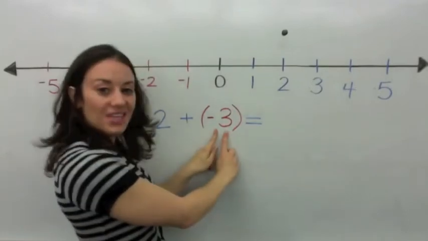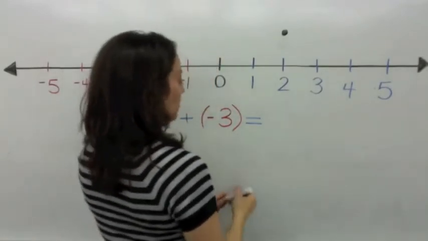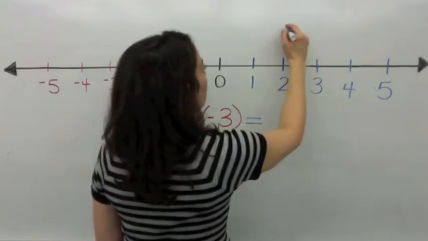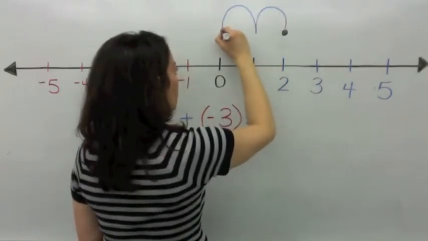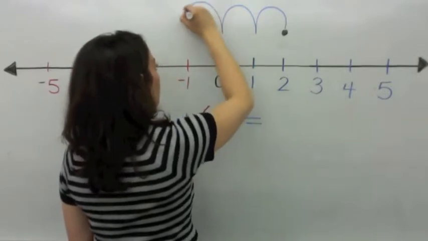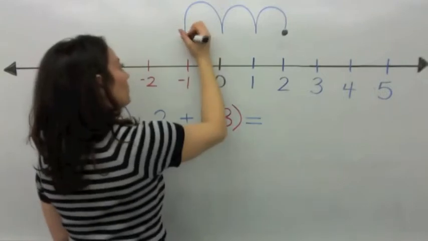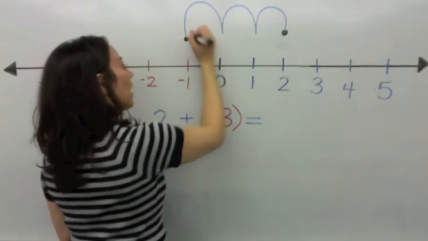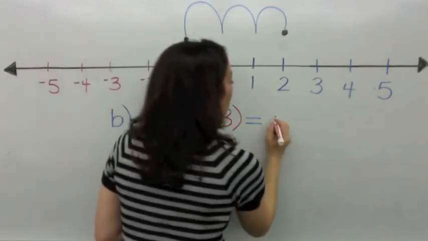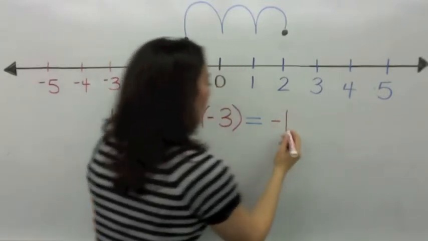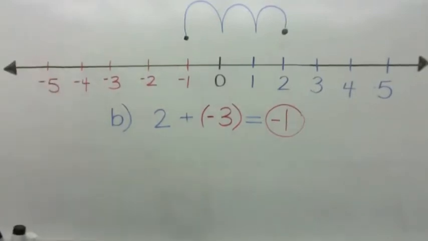So we're going to go to the left 3 jumps, 3 places. We're going to go 1, 2, 3. And what new number are we at now? We're at negative 1. Exactly. Okay, you're at negative 1. Go ahead and circle that and get that down.